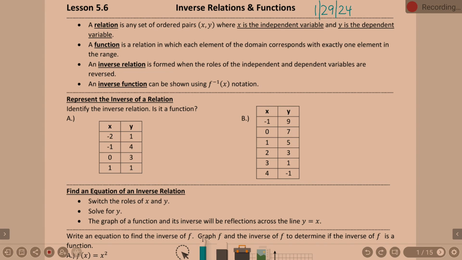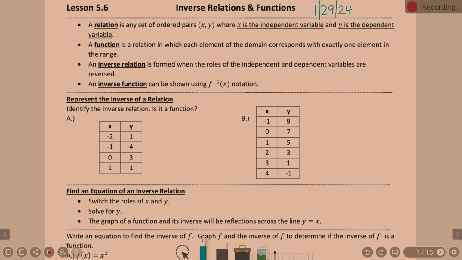Now, function. It's a specific relation in which each element of the domain corresponds with exactly one element in the range. I feel like we've talked a little bit this year already about functions, but we're going to talk more. So you have that definition right there. Each element of the domain corresponds with exactly one element in the range. We'll also talk about how we can look at a graph and know if something's a function. There's a certain line test that you might remember. Maybe, maybe not. If not, we'll talk about it, I'm sure.